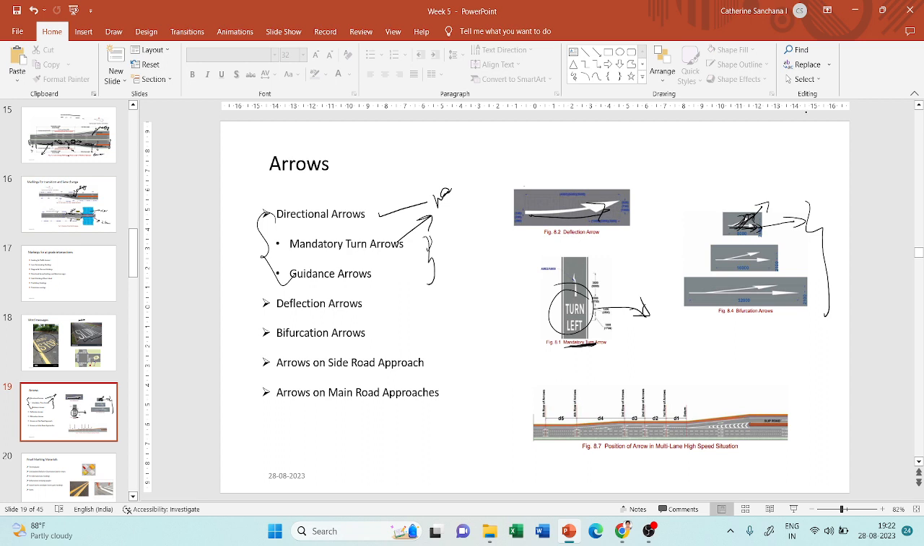You have arrows on side approach roads, and arrows on main road approaches. Arrows can also be repeated at regular intervals, like this, for a multi-lane highway, and for multi-road approaches. For the spacing at which they should be repeated, they have a criteria depending on the speed of vehicles, which is D1, D2, D3, D4, and D5. We will see this criteria when we solve a problem.